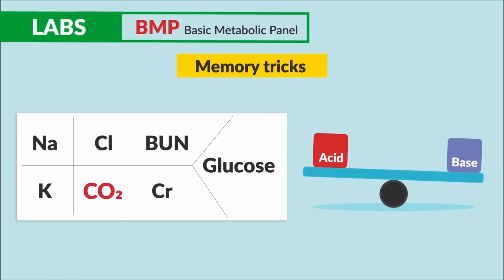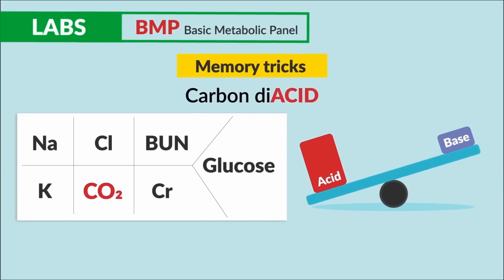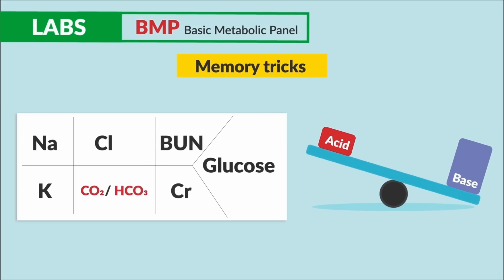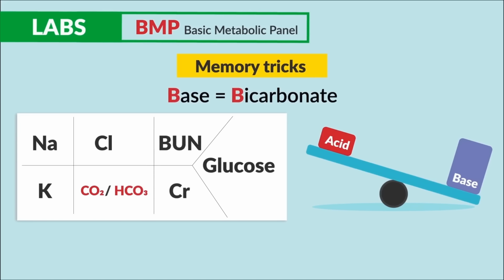CO2 is carbon dioxide, which helps to maintain acid and base pH balance. I call it carbon diacid, since too much can put the body into an acidotic state. This area can also have HCO3, our bicarb, which also maintains pH balance, pushing the body into an alkalotic state. So just think base for bicarb.